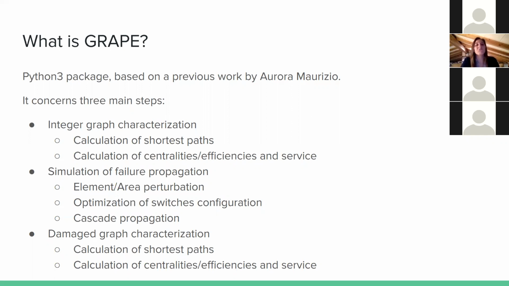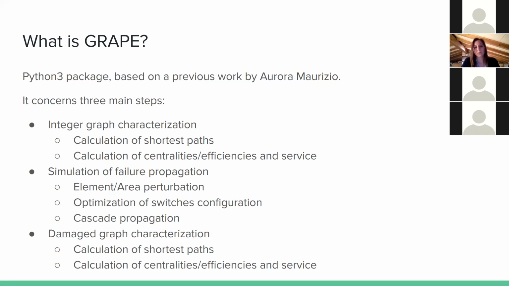Now, the part of graph characterization can be seen as a standalone. So ideally, you could use just the part of the graph. Now, the reason why I say integer graph characterization is, of course, because we would like to break this graph at some point and to simulate a failure on that. We have 2 different ways of doing so, which is element or area perturbation. The details are going to follow later.